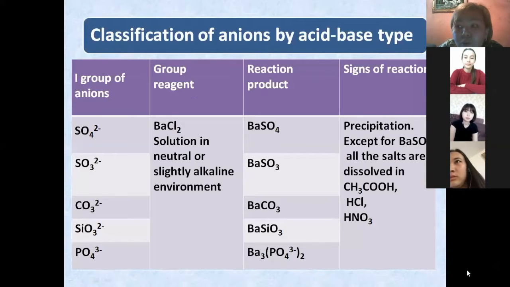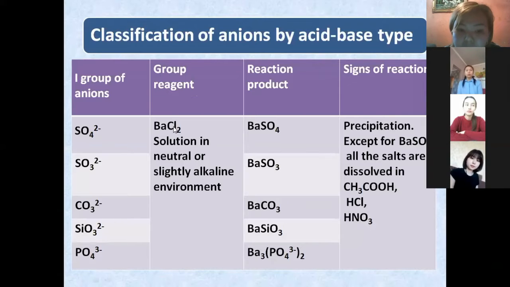The first group of anions includes sulfate, sulfite, carbonate, silicate, and phosphate. The group reagent is barium chloride.